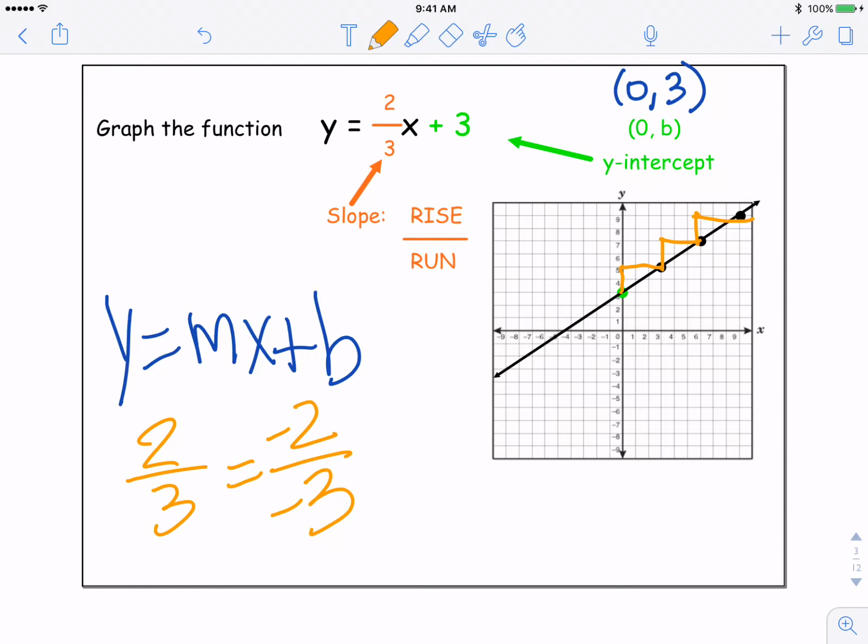So I can also start at my y-intercept line and go down 2 and then 3 to the left. And notice I will still be on that line. Down 2 and 3 to the left, I'm still at that line. This is our first example on how to graph a function. Now let's try another one.